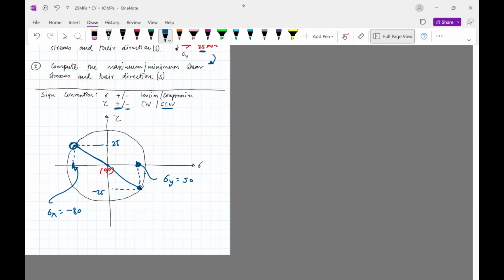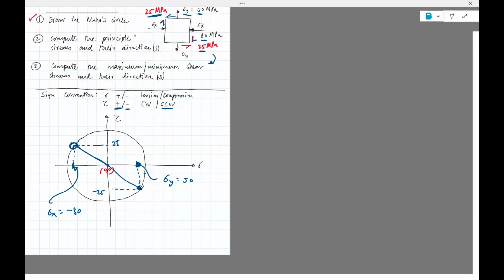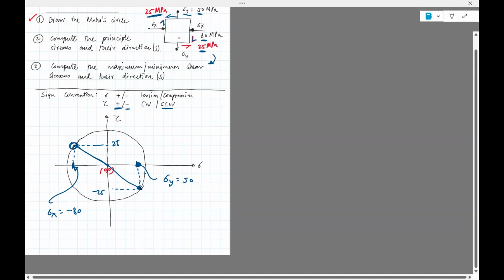Okay, so this part is complete. We have drawn the Mohr circle, that's all to it. Now let's compute the principal stresses and their directions. Now this is particularly easy now that we have the Mohr circle. The principal stresses are just these points, this point and this point. We just have to fill in what sigma A and sigma B is. That's all we need, right?